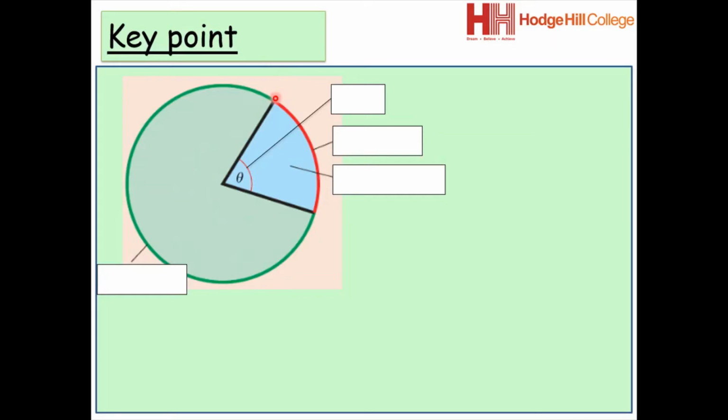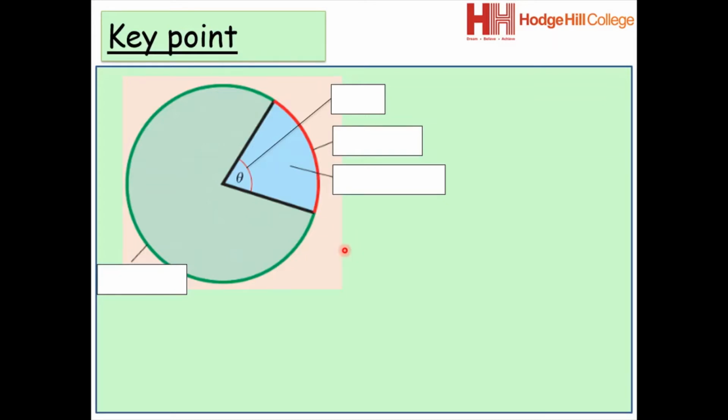Okay, so this diagram shows you a circle that has been cut into two parts. Okay, you've got this sort of blue section here, and you've got this green section over here. Now, both of these parts are called sectors. Okay, this would be referred to as the minor sector, and this green one would be the major sector because it's the larger of the two.